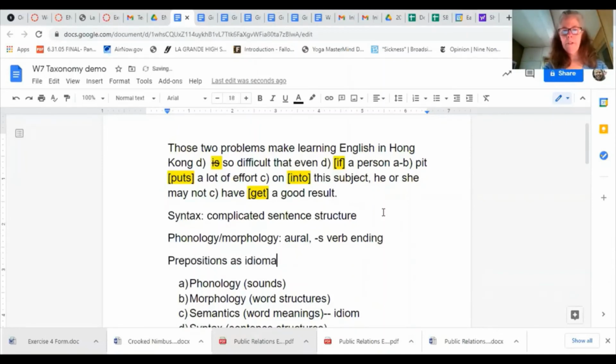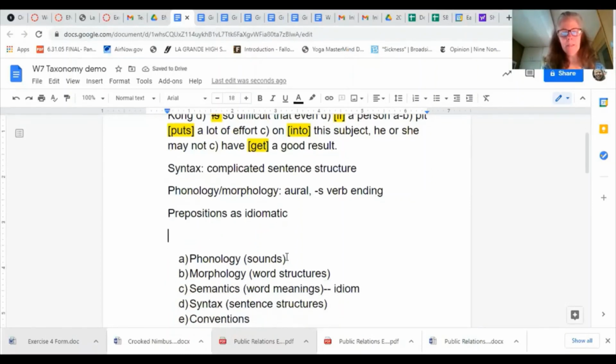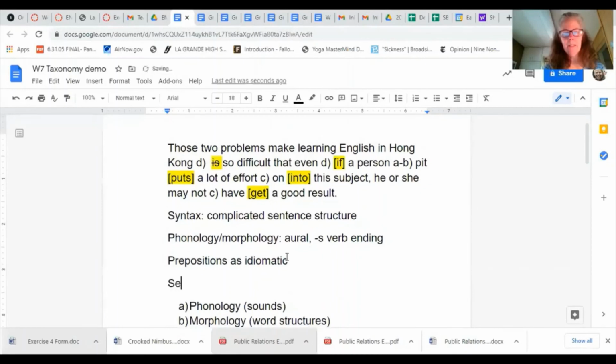I have a friend who's been in the US for 50 years and is still dealing with prepositions today after so many years of using English. And then again, I'm thinking about priority, right? I'm not even sure that the last error is worth talking about because I don't think it affects the meaning really at all. But let's say it's, we're saying it's maybe semantics.